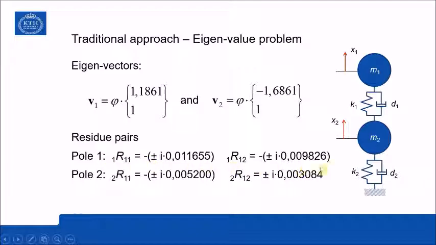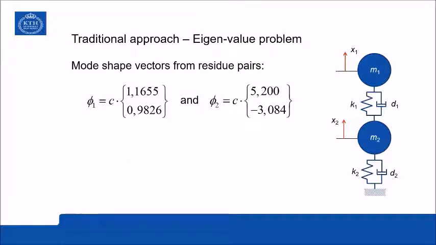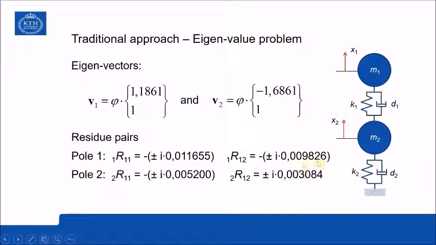And from this you can construct the mode shape matrix. And from pole 2, you find a second mode shape matrix from a combination of this second pair here. So we find this residue pair. These mode shape vectors from the residue pairs, this and this, actually correspond to this and this. The only difference is that it's multiplied with a factor of 100.